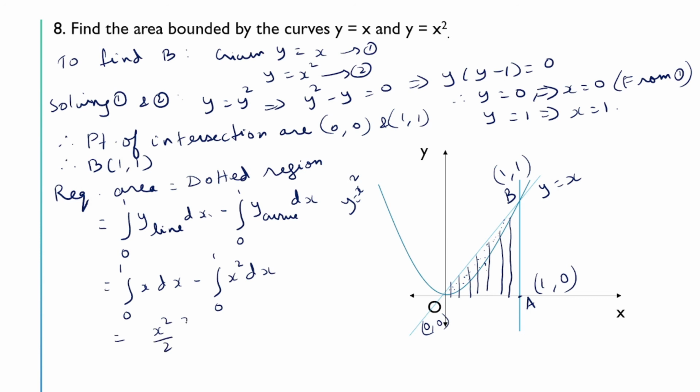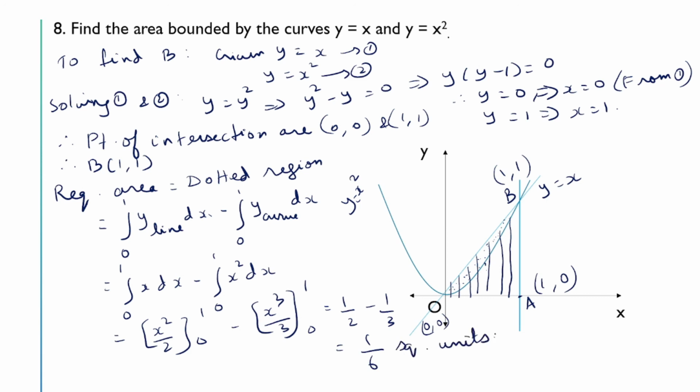Now we can simplify this very easily. So it is x square by 2 with the limit 0 to 1 minus x cube by 3 with the limits 0 to 1. So this is equal to half minus 1 by 3, or it is equal to 1 by 6. So the required area is 1 by 6 square units.